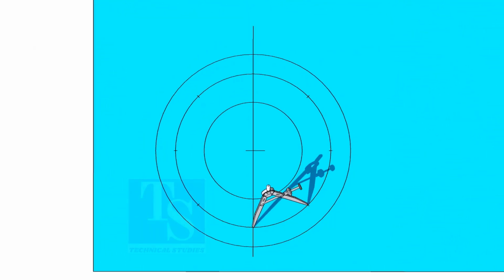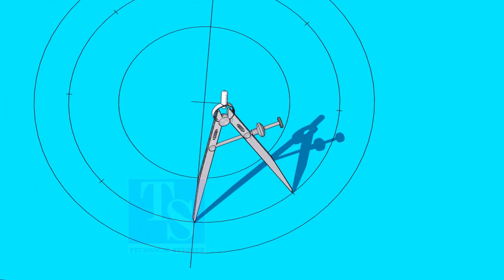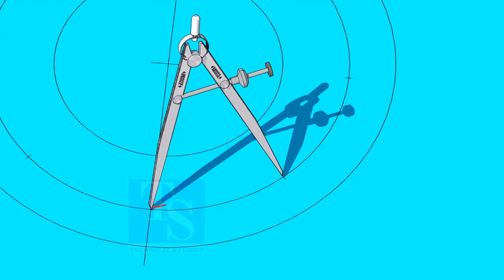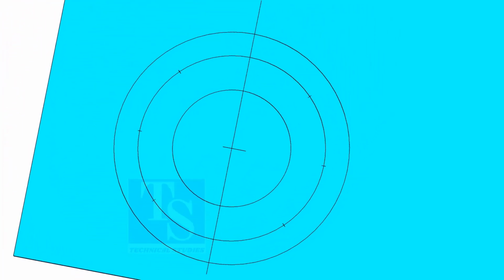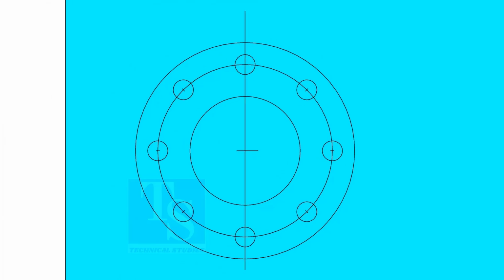Adjust the divider to 192.8 mm and divide the PCD into 8 parts. Dividing the circle is not an easy job. It requires good practice. Make sure the last segment is the same as the other segments. Punch mark all the 8 divisions and draw circles of the diameter of the bolt holes if you are drilling the holes with a normal drill bit.